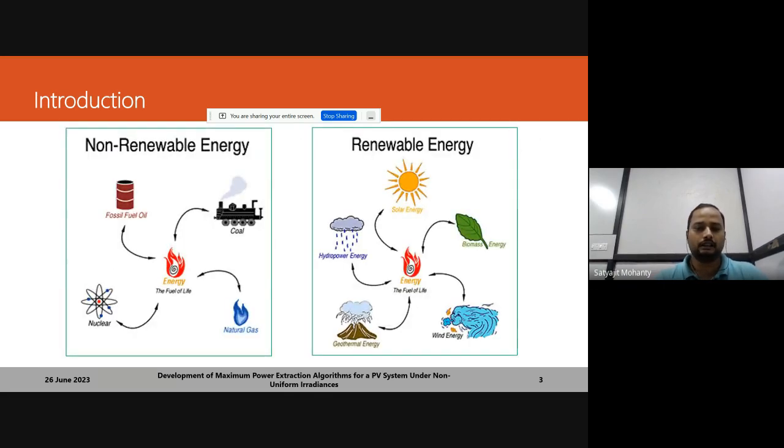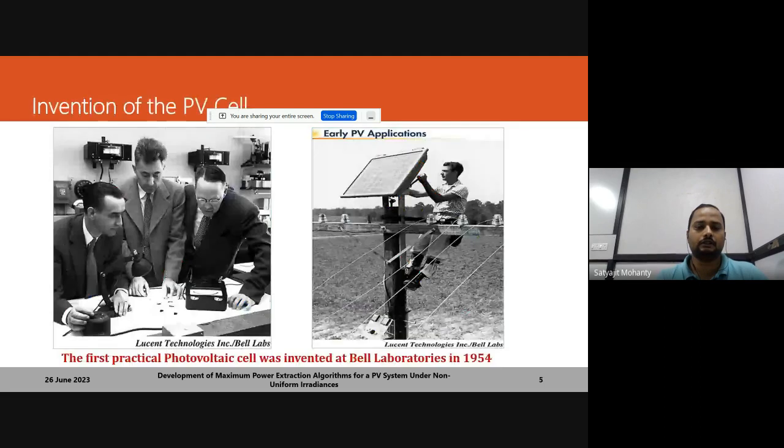We all know that these are the renewable sources and these are the non-renewable sources. The first PV cell was invented in the Bell Laboratories in 1954. On the left hand side is the first PV cell that was invented, and the right hand side is the application part, where a solar panel has been mounted on a tower to extract maximum possible power.